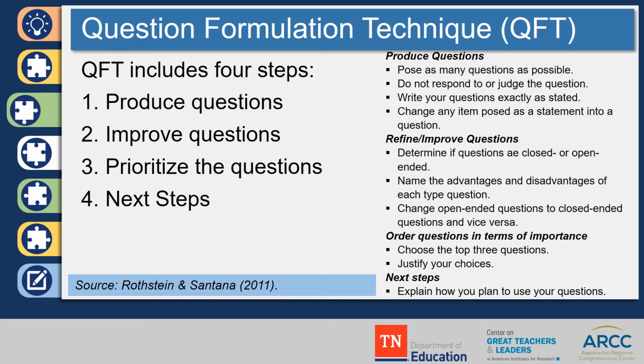Prioritize the questions. Have students prioritize their questions and give their rationale for doing so. This allows students to select the three questions deemed most important. Determine next steps. Have students determine the next steps for their top three questions. This requires students to decide how the questions will be used. This four-step strategy for producing effective questions is likely to enhance student motivation to learn, to improve peer relationships, and to inspire a deeper connection to school.